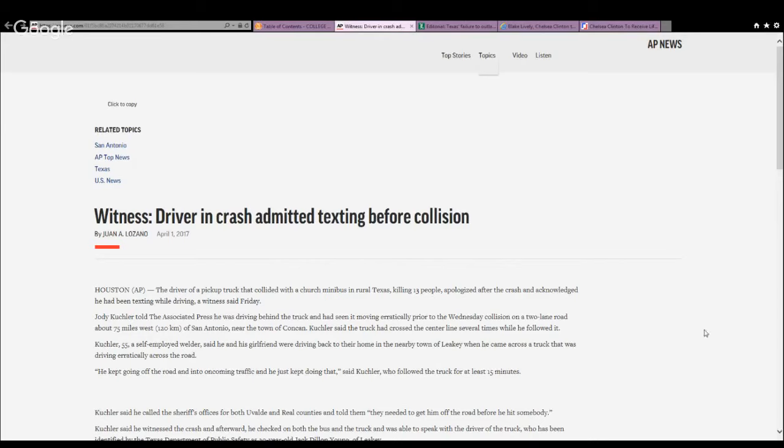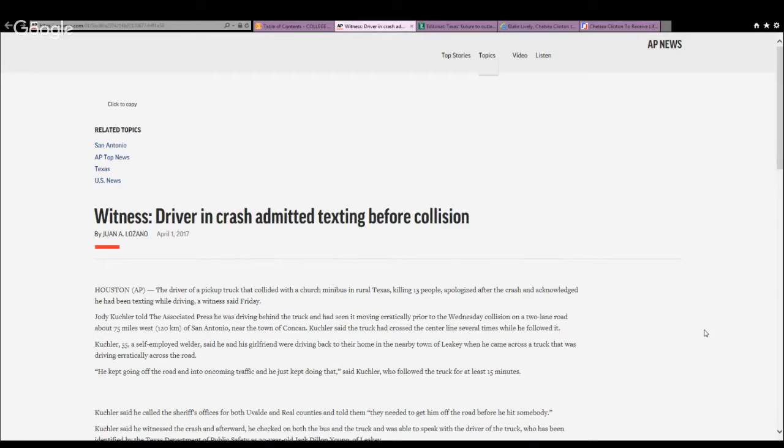The driver of a pickup truck that collided with a church minibus in rural Texas, killing 13 people, apologized after the crash and acknowledged he had been texting while driving, a witness said Friday. Jody Kukler, I believe, told the Associated Press he was driving behind the truck and had seen it moving erratically prior to the Wednesday collision on a two-lane road about 75 miles west, or 120 kilometers, of San Antonio, near the town of Concan, I guess.